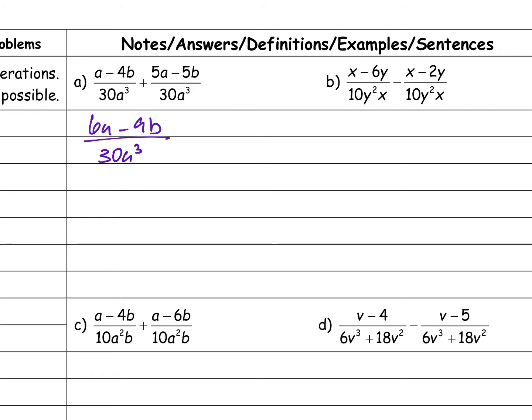And what can I factor out of the top? A 3. So a minus 9b over 30a cubed. So that leaves me with, that should not be a 9. I am so sorry. It should be a 6b. Oh, it should be a 3b. I don't know why I said 6. Wow. Okay. A minus 3b all over 10a cubed.